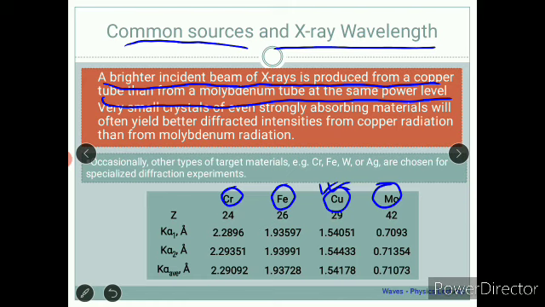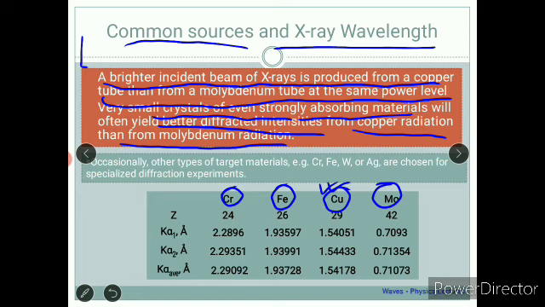So if we consider a very small crystal of strongly absorbing material, it will often yield better diffracted intensities from copper radiation than from molybdenum radiation. Our final aim is to get the diffraction pattern. So if you want very intense peaks and an intense diffraction pattern, it's always better to use a copper source, because small crystals will strongly absorb the X-rays from the copper source and generate a good pattern.